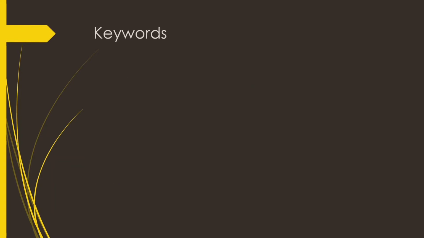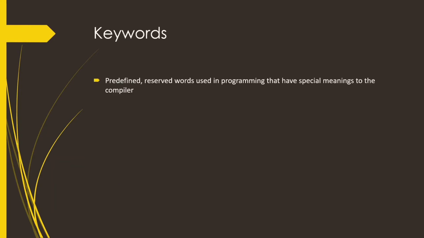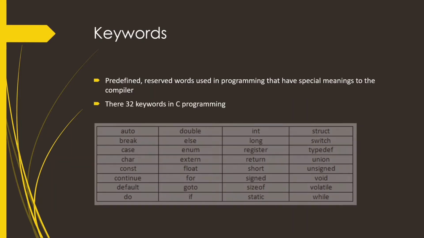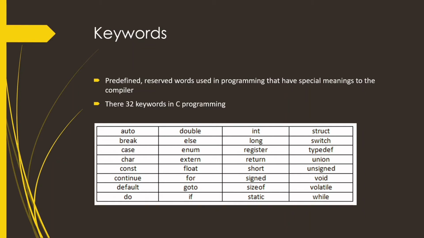So first, what is keywords? It is predefined reserved words used in programming that have special meanings to the compiler. There are about 32 keywords in C programming, and we will discuss about some of them briefly. First is auto. It declares automatic variables. These are local to a function and also called local variables. Variables declared within the function bodies are automatic by default.